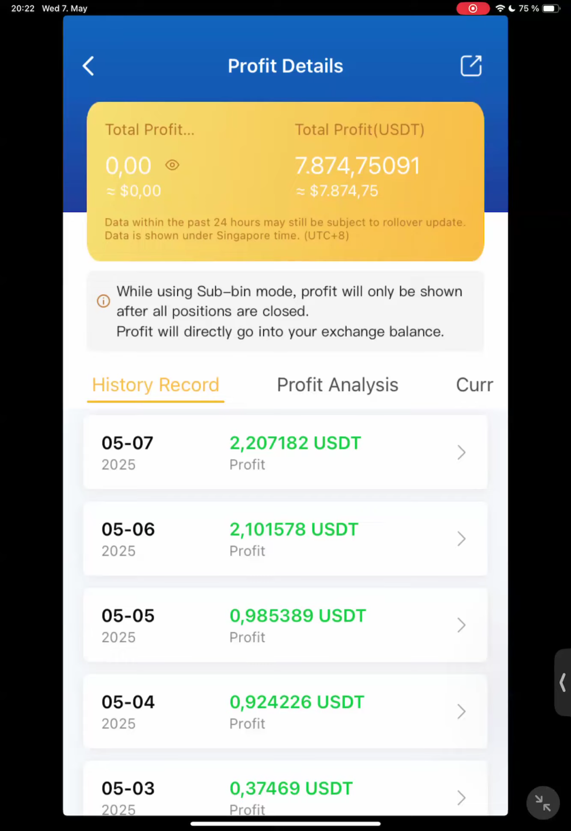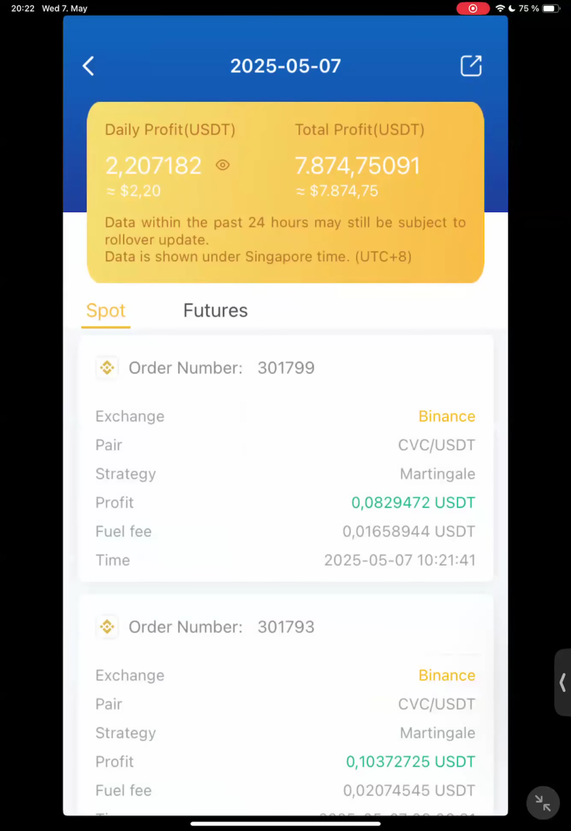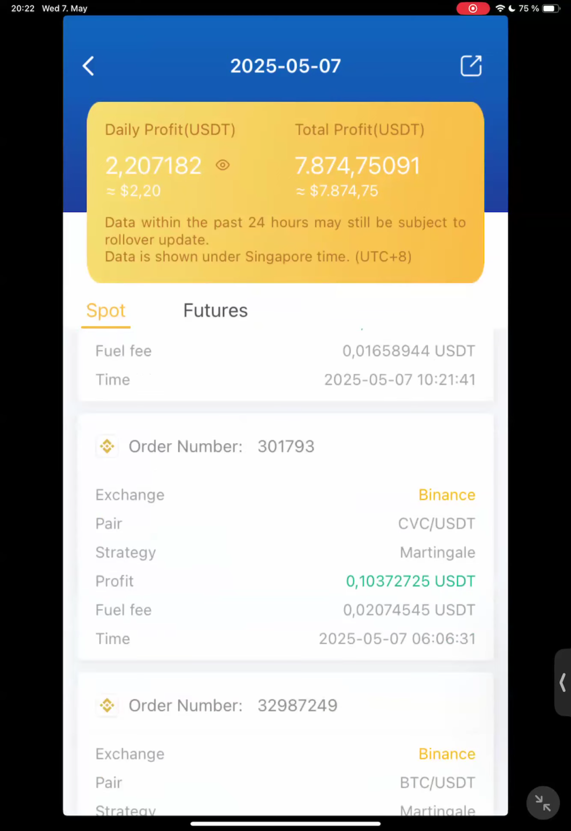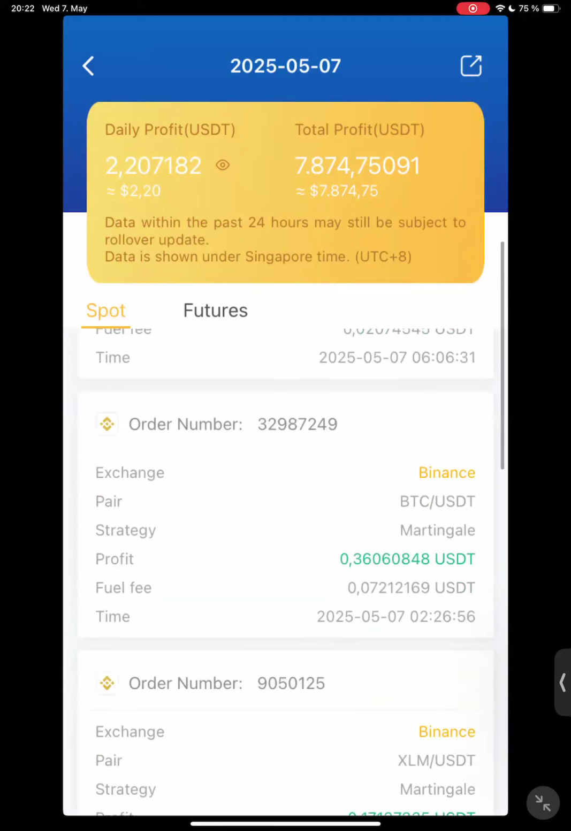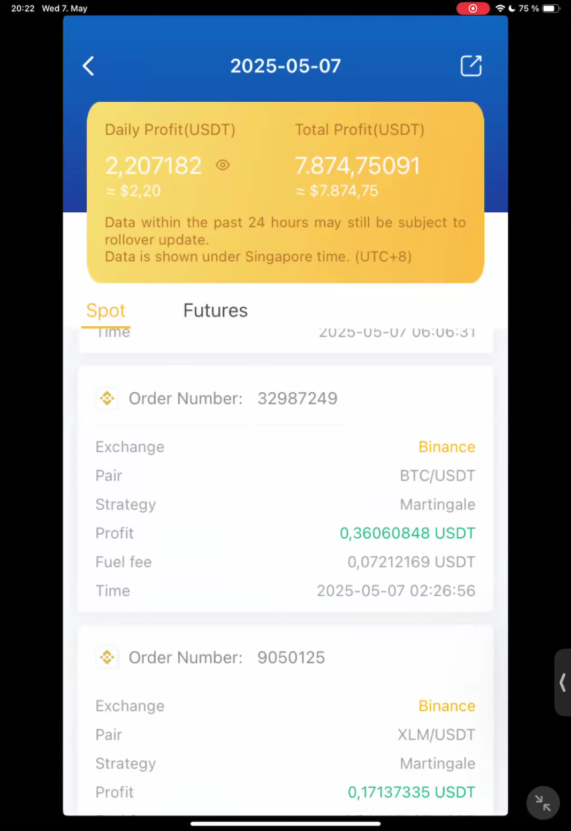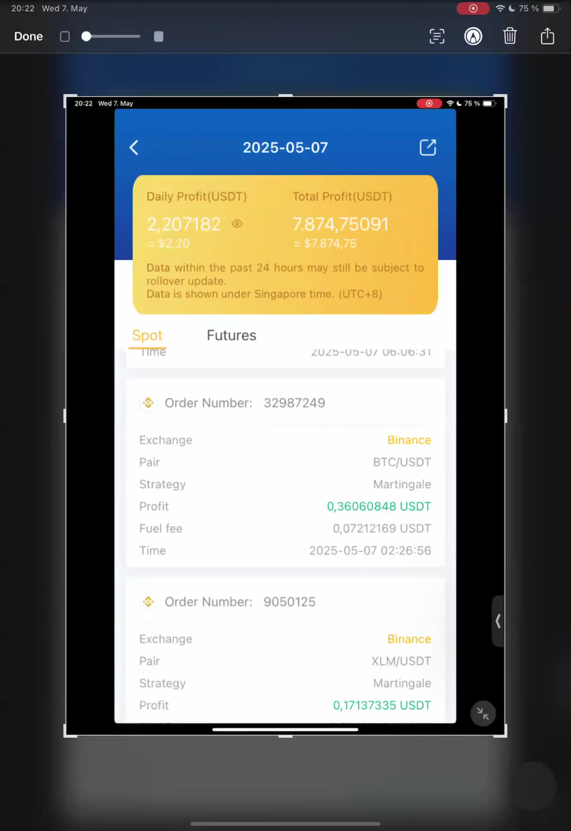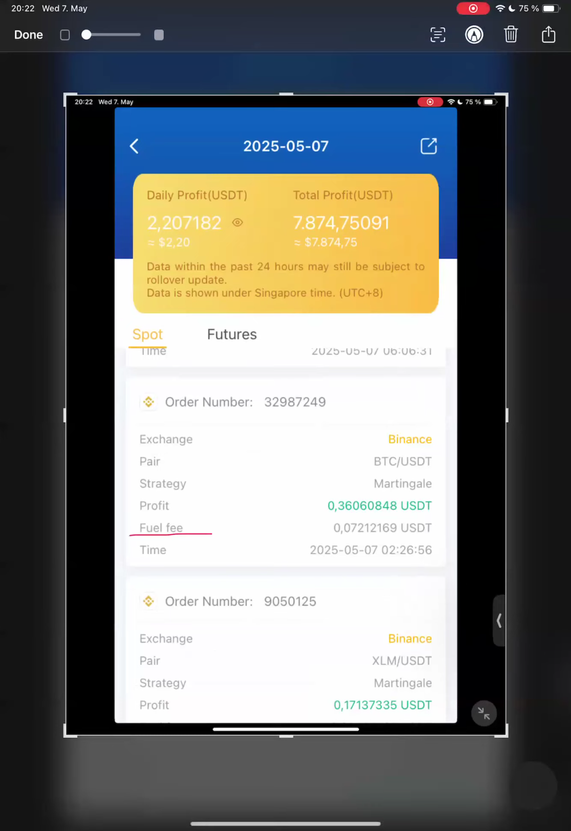All right. So when you touch on any of the results, if it's no more than 7 days, you'll be able to see the history, the records, to see which coin gave you this profit. You understand? You'll be able to see it, and the fuel fee that was being charged. Now that brings us to the question, fuel fees.